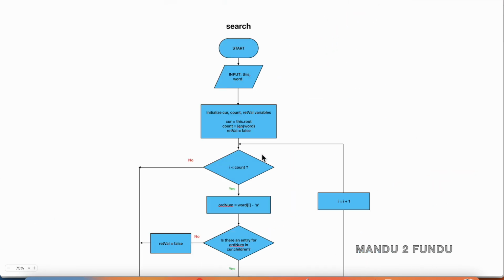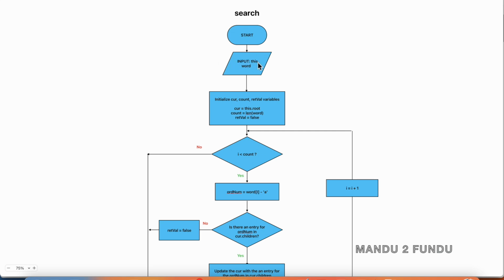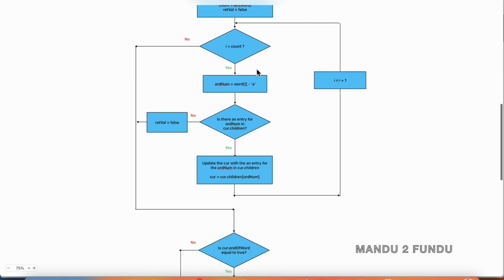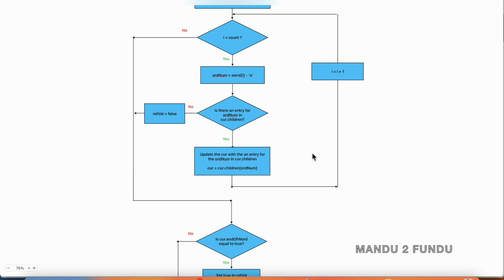Next, we look at the flowchart for the search operation. Input for this procedure is the pointer to the trie data structure and the string word. First, we initialize the current pointer, the count variable, and the return variable. The current pointer points to the root of the trie data structure, the count is initialized with the length of the word, and the retval is initialized with false. Then we enter the for loop. In each iteration we compute the ordinal number of the current character by subtracting a from the current character.